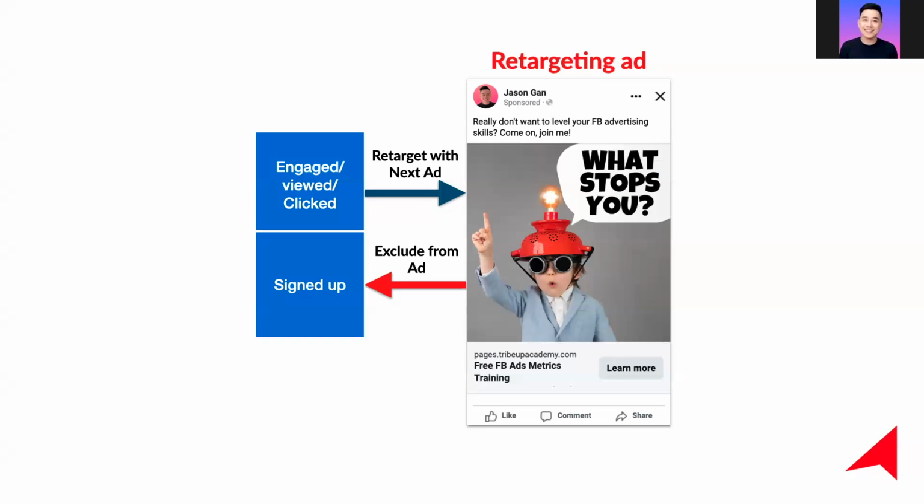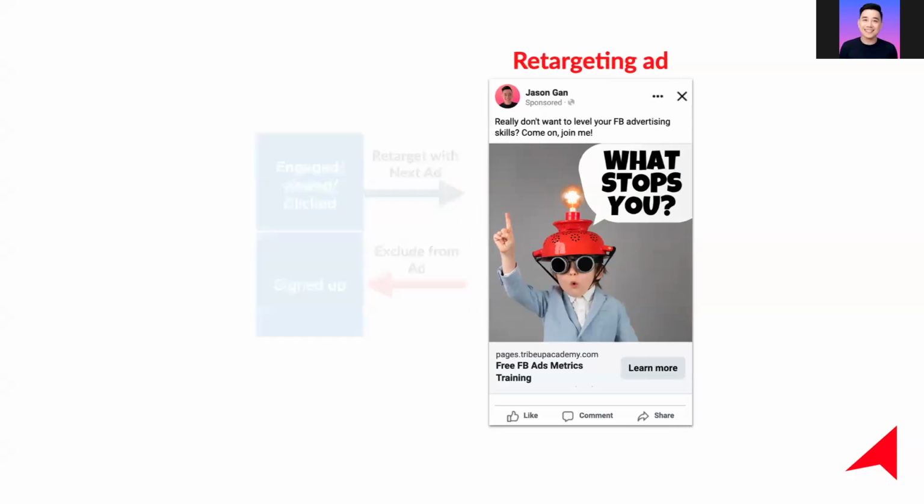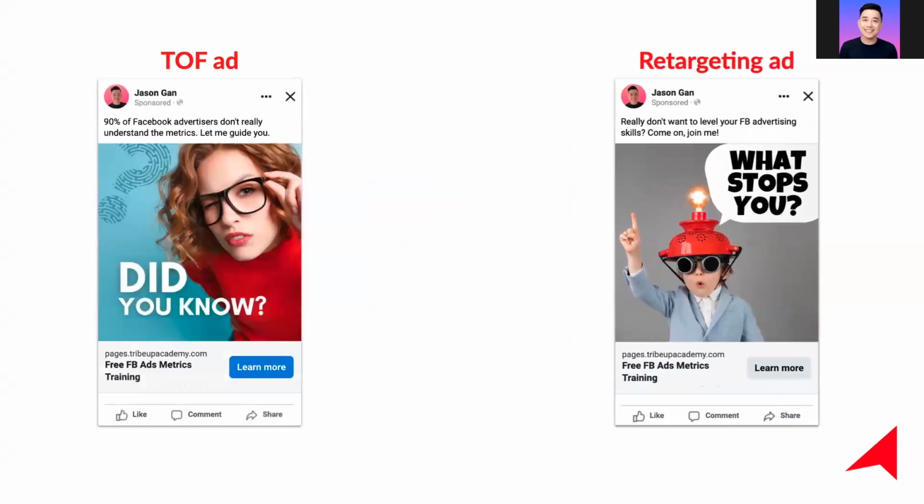So when that is set up, then you will have a top of funnel and retargeting. When we combine these two ads, it creates a loop which will turn this campaign into an evergreen campaign. Let me explain how. So first, we have the top of funnel campaign going out, constantly reaching new people.